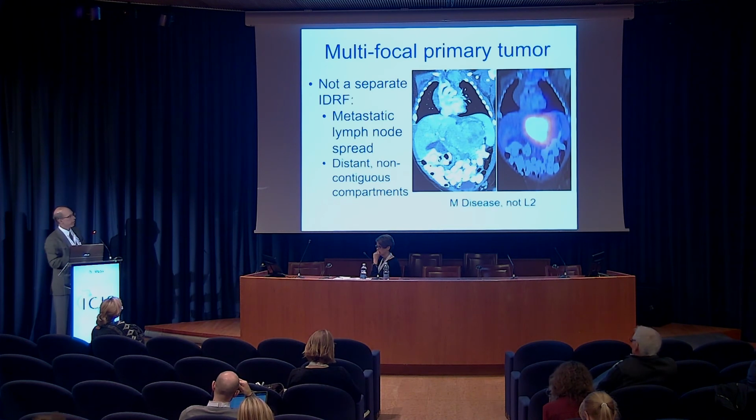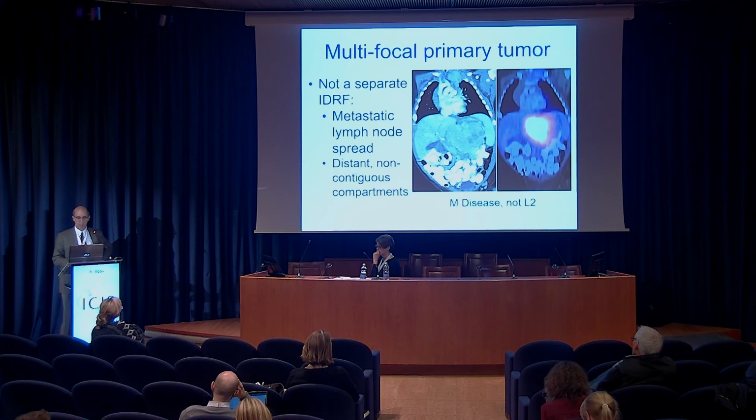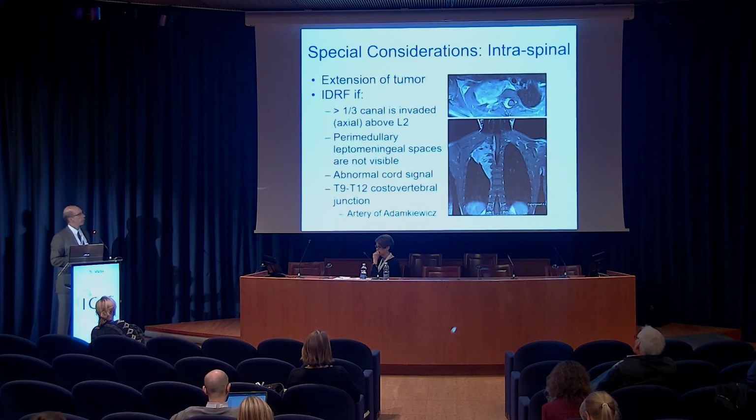That's not a contiguous spread from the intra-abdominal primary. So that patient has M disease, not L2 disease. Okay, so these are distinctions that can sometimes be challenging, but as you start doing this more and more, you get comfortable with it.